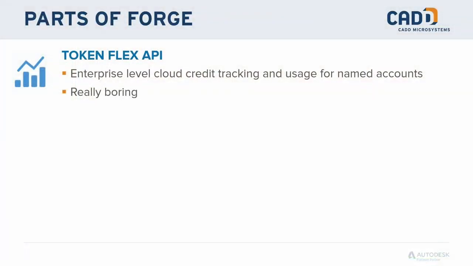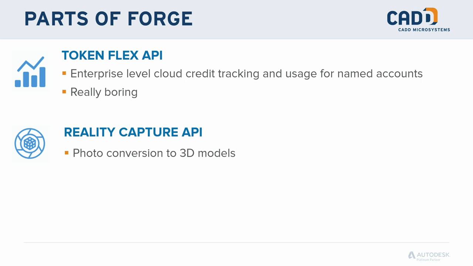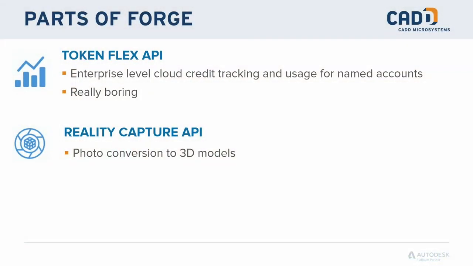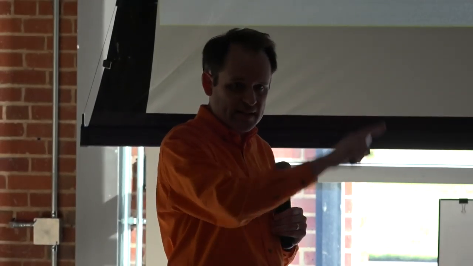The first one they've got is a Token Flex API. It's about enterprise cloud credits. Does anybody have enterprise licensing? It's really boring, so we don't talk about it too much. Reality Capture API. So if you're using ReCap, you can write your own software that essentially does what ReCap does. Autodesk has a function that allows you to do that heavy lifting, that heavy processing of generating 3D models from 2D images through the Reality Capture API.